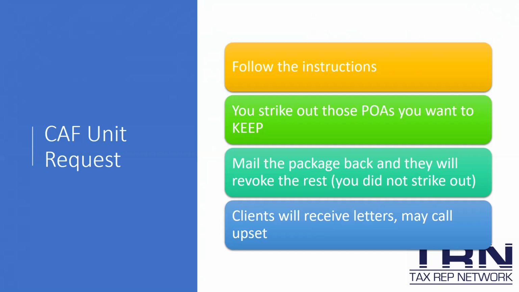It's sort of reverse, right? You think, well, you want to strike out the ones that you want to get rid of. Well, then they can't read them. So the ones you want to get rid of are the ones you're leaving alone. You're going to put a line through, or strike through, the ones you want to keep. So go through anything current you want to keep, line through it. Everything else, when you send it back, they will revoke power of attorney on.